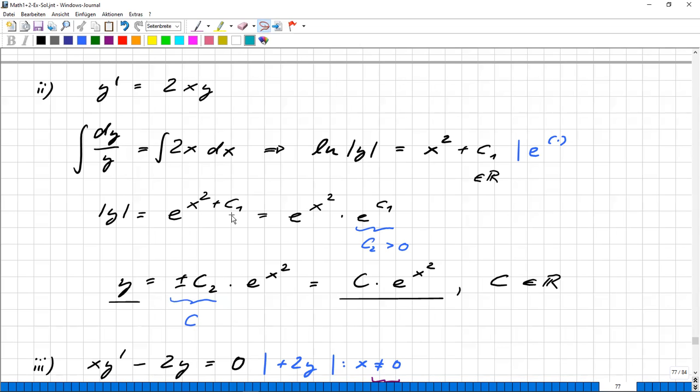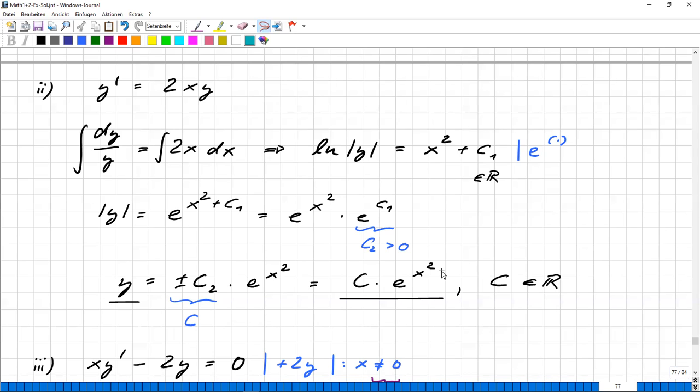the same effect as before. This additive constant in the exponent is transformed to be a constant factor, which is positive, and then taking away the modulus, we get plus or minus positive constant, which is again renamed to be c, element of R, without the 0. But in the end, it turns out also here, the 0 function is a solution. So c may be element of R, including 0. So you see, it's always the same procedure. And the result this time is c times e to the power x squared, which is interesting.